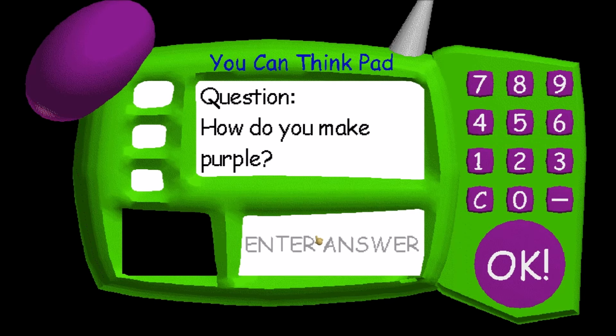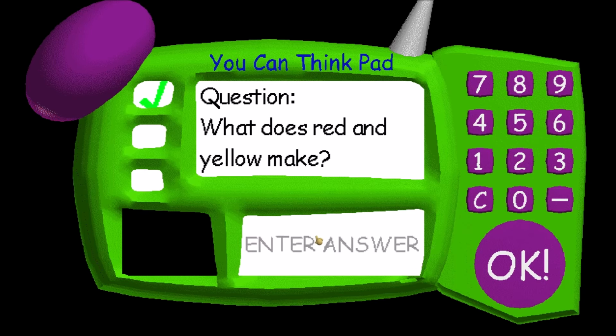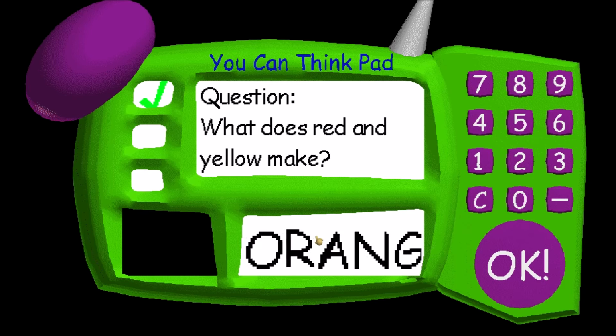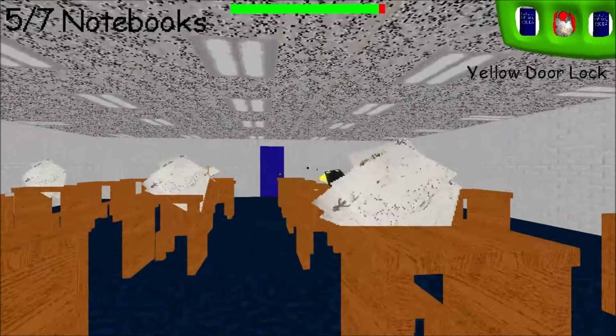Capture the bully. How do you make purple, red, and blue? Yes. All right. What does red and yellow make? Orange. All right. I get angrier for every problem that you get wrong. Now we got our fifth notebook. Now let's go make a run for it.